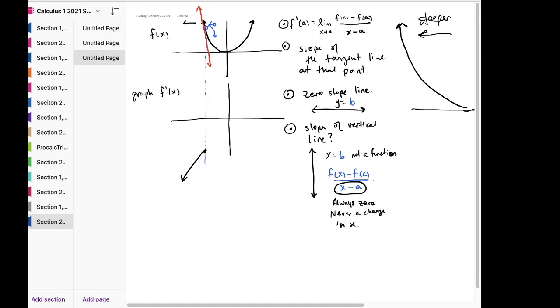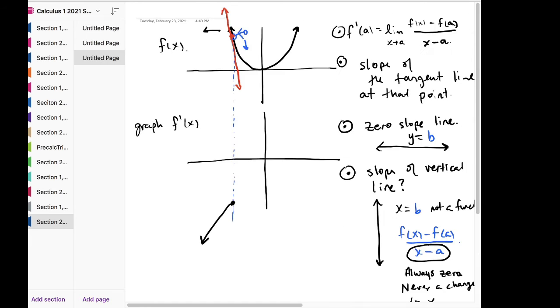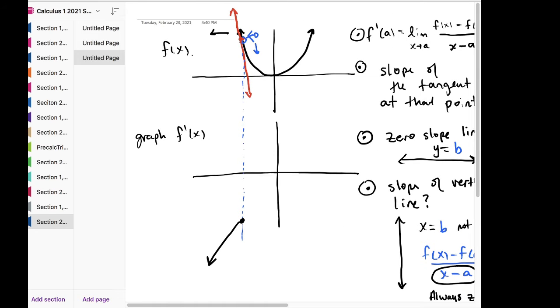Okay, so let's look at other places. How about here? Let's draw the tangent line. Any properties of this tangent line? Is it positive, negative? Is it close to zero? Yeah, it's still negative. So relative to the one before, is it closer to zero or further away from zero? Yeah, it's closer to zero.